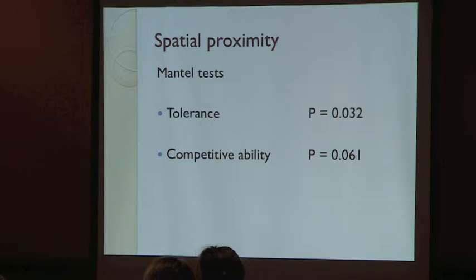Okay, spatial proximity would be important, one would think anyway. And so I just did distance matrices of tolerance and competitive ability and compared them with physical distance matrices using Mantel tests. And sure enough, tolerance was significant. So the closer populations were collected to one another, the more similar they are in tolerance to cheatgrass. Competitive ability, almost significant. It's one of those cases, well, gosh, if we had one more rep, it would go over the line. But there's a pretty strong trend there. So that's kind of cool.